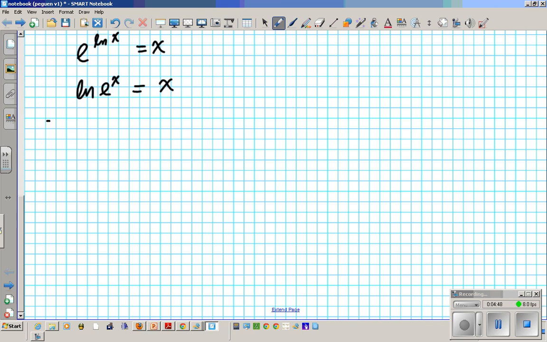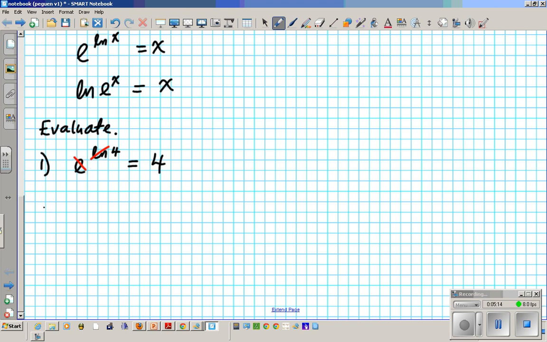Alright, so let's try evaluating some expressions. Evaluate. Let's have number 1. We have e to the ln of 4. Now what is e to the ln of 4? I know that e and ln are inverses, so e and ln cancel out, and you're left with 4. So your answer is simply 4.